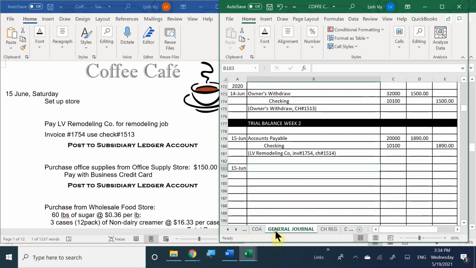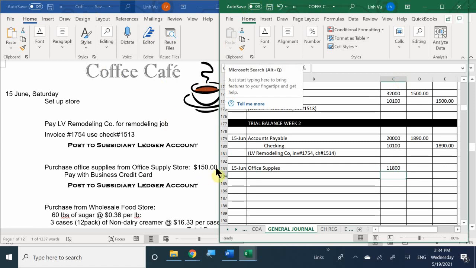Now, how do we journalize this? Office supplies. Good. And then Visa payable. We didn't use the Visa. We used the business credit line. Business card. Oh, I thought that was the business credit card. It is. The Visa credit card is your business credit card. You only have one credit card.